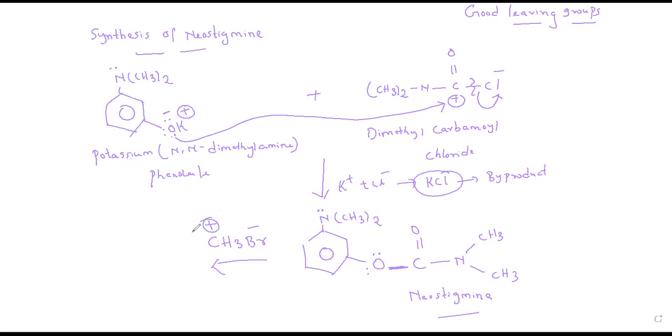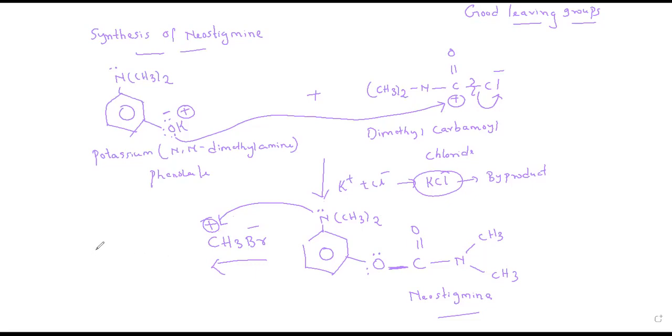So what happens here? As nitrogen is having one lone pair of electrons, right? So this lone pair of electrons, it will donate for carbon. So what happens? This nitrogen will pick this methyl group and it will add here. Instead of N(CH3) taken twice, you will get N(CH3) taken thrice.